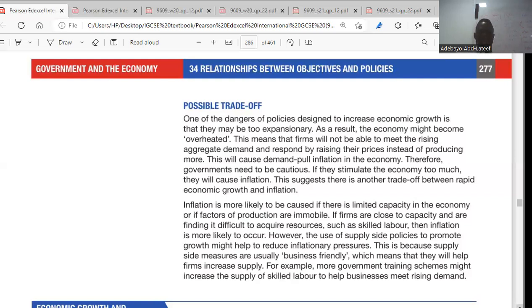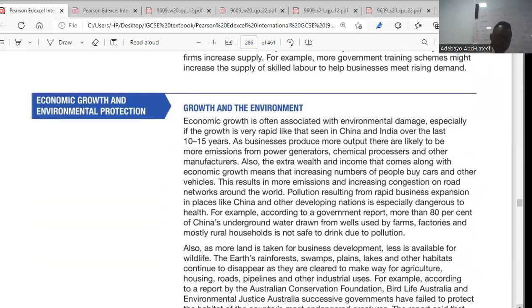Do we get the point there? So that's the trade-off between the policy of expansionary fiscal policy and increasing output. The trade-off is that there's going to be inflation through increasing price. Clear, please? Yeah. The third point, economic growth and environmental protection.